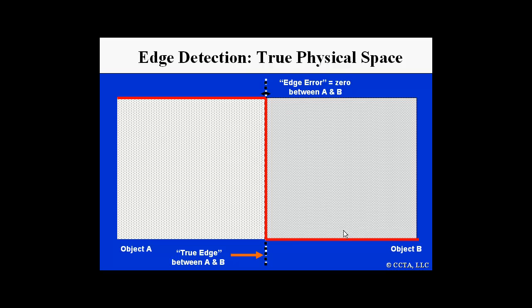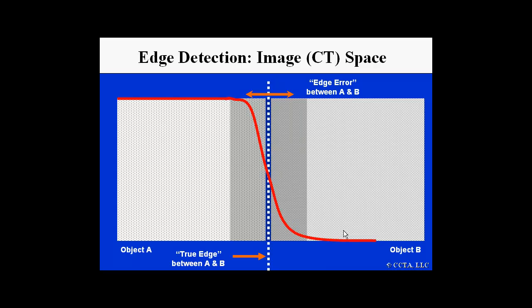In physical space, the separation between object A and object B is relatively simple to determine. However, when we are presented with images in image space, the separation between A and B is somewhat blurred by the characteristics of the edge that encompasses A and encompasses B.